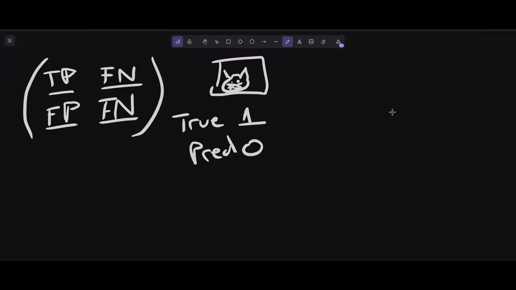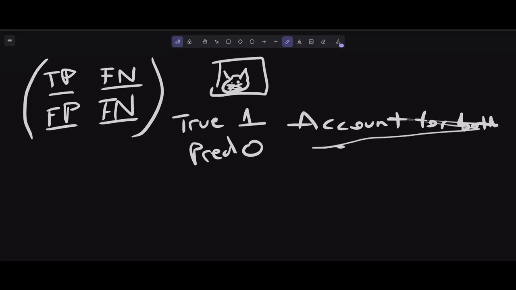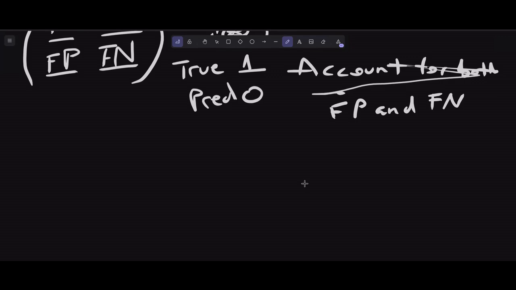And so if you're only focusing on, let's say, the precision, then you're going to focus mostly on the false positives. Whereas if you focus mostly on the recall, then you're only going to be focusing on the false negatives. So it would be very nice if we had a metric that could account for both the false positives and the false negatives. So if we had something that could look at both of them at the same time, then that would be amazing.